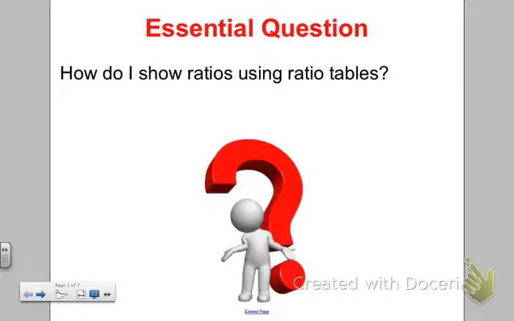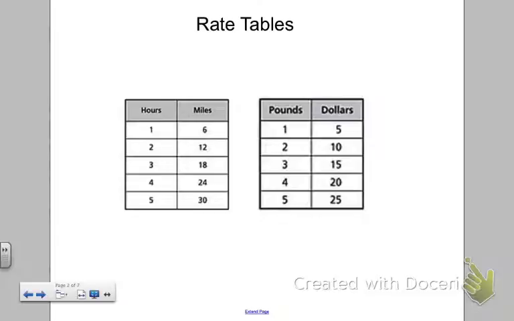Okay, lesson 8. How do I show ratios using ratio tables? So this lesson is going to be a little bit different because we're not going to be looking at rate tables, we're looking at ratio tables. So let's just refresh your memory on what a rate table looks like.